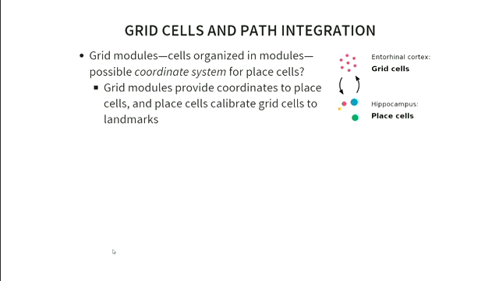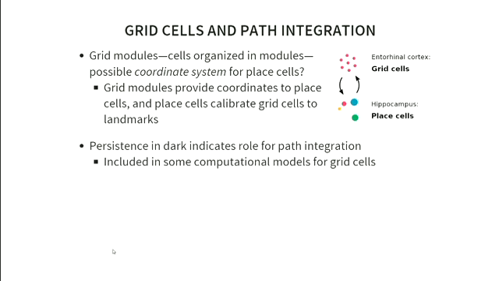Now this does not necessarily mean that we should exclude place cells from our system, and in fact in the brain, place cells and grid cells are in close communication. So we might imagine that grid cells provide sets of coordinates to place cells, and that in return, place cells can recognize landmarks from sensory inputs and then use this to calibrate the grid cell's estimate of where the animal is.